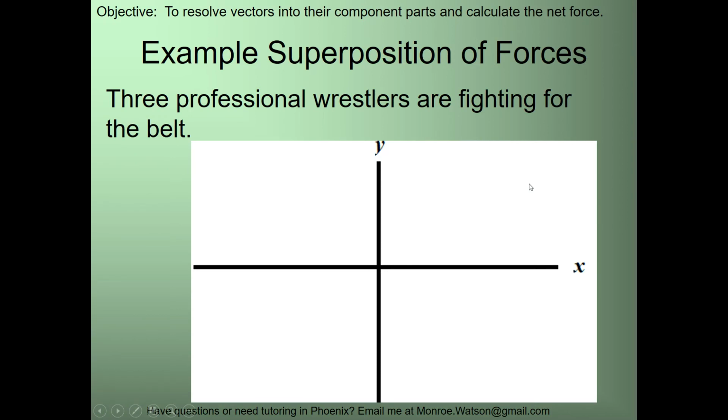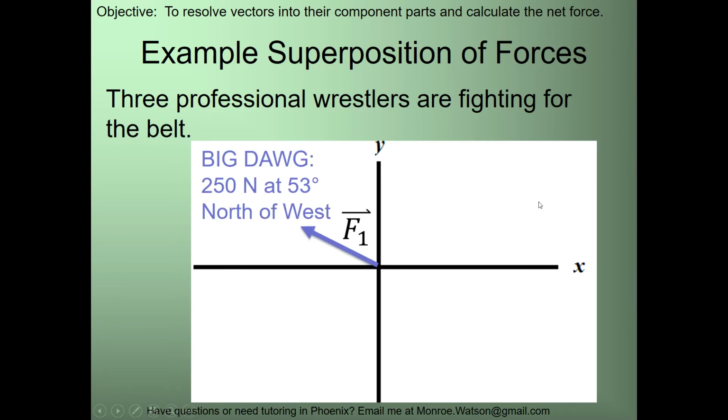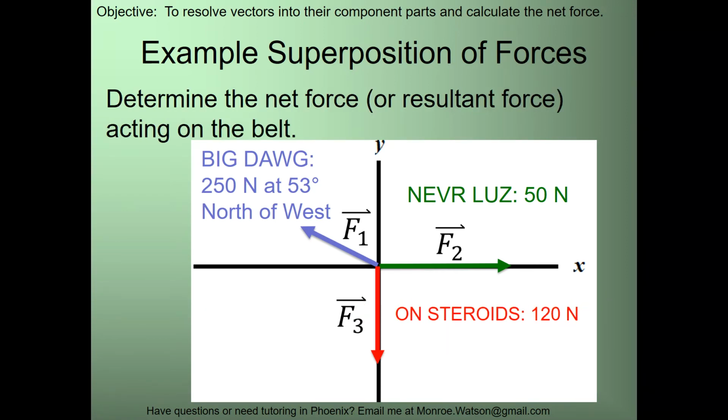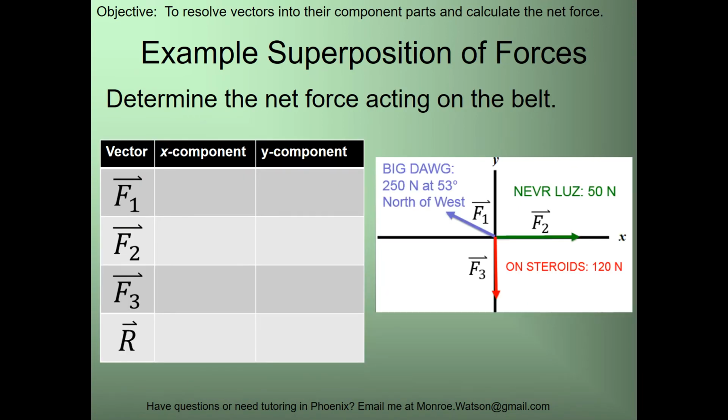So let me give you an example here. We've got 3 professional wrestlers, and they're fighting for the belt. The belt's in the center, and they're all pushing and pulling on it. So the first contestant, we have Big Dog, and he's going to be pulling with 250 newtons at 53 degrees north of west. Coming in second, we've got Never Lose, pulling to the right of that belt. And of course, the third and final contestant, your friend and mine, on steroids. Yes, on steroids. And he's pulling down with 120 newtons downwards. So let's determine the net force acting on this belt.